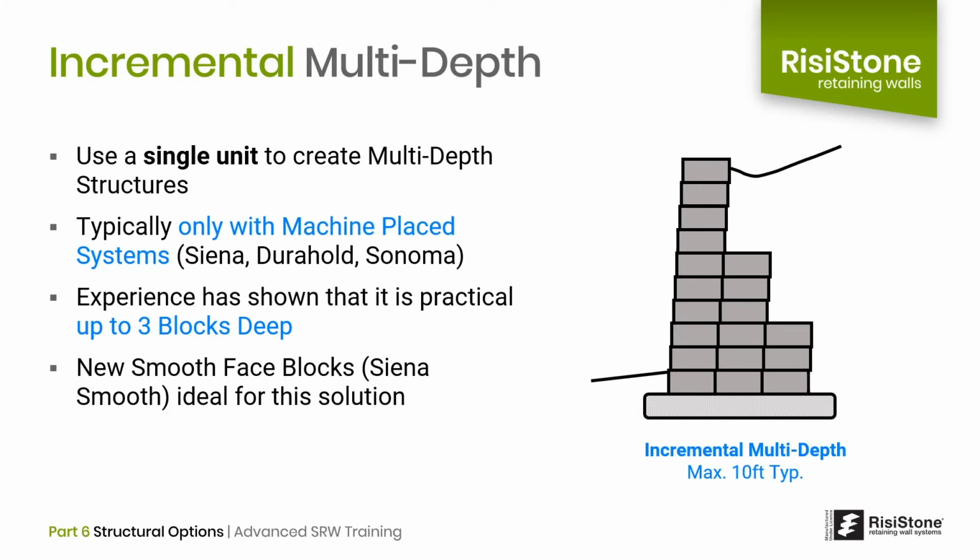The second type of newer multi-depth gravity wall we have discussed is the incremental multi-depth. This is where we place multiple units back to back to create a larger gravity mass. This is typically only done with machine-placed walls, and experience has shown that it is really only practical to do up to about 2 or 3 blocks deep. As a side note, the newer smooth-faced machine-placed walls are ideal for this type of solution, as the units can be placed face-to-face easily.